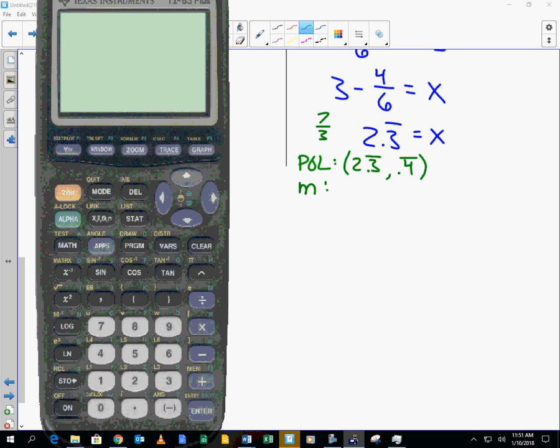Slope, the derivative is 2x, right? So how do I find the slope at that x value? Yeah, I just take 2 times that. So I get 4.6 repeating. Is that enough information to now write an equation for the line? Yeah. And I do the y minus y1 is equal to m times x minus x1. And so the y value is 0, so I end up with a negative 0.4 repeating equals 4.6 repeating times x minus 2.3 repeating.